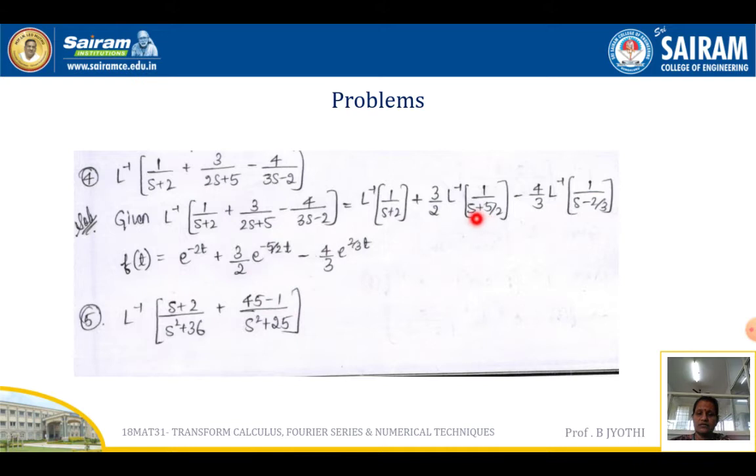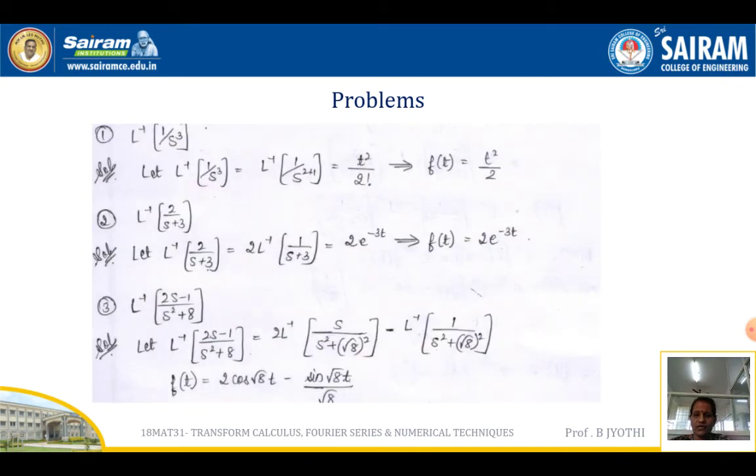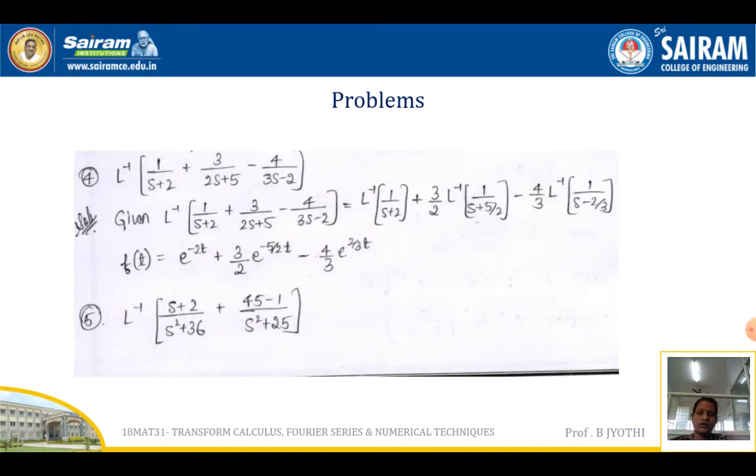Whereas from the second term, s is multiplied with 2, so 3 by 2 is taken outside in the second term. Whereas in the third term, 3 is multiplied with s, therefore we are taking 3 outside. So we respectively get L inverse of 1 upon s plus 2 plus 3 by 2 L inverse of 1 upon s plus 5 by 2 minus 4 by 3 into L inverse of 1 upon s minus 2 by 3.